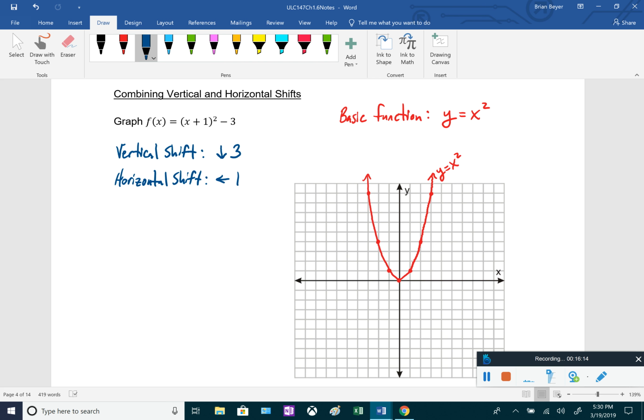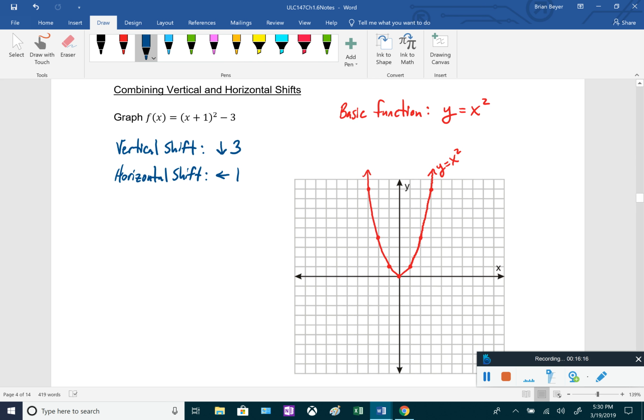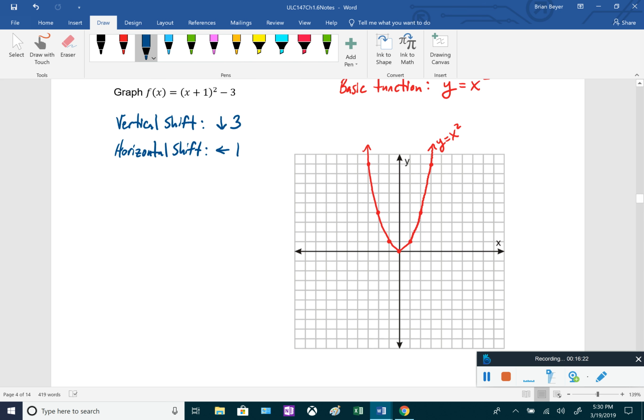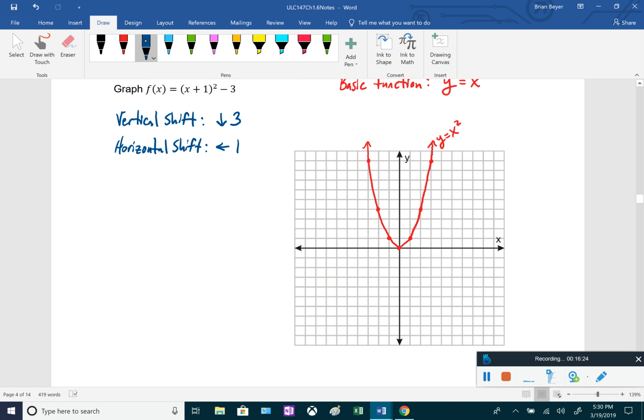It's going to be a vertical shift down 3 units, so we're going to move every point down 3, and a horizontal shift to the left 1 unit. So we're going to move everything down 3 and to the left 1. All of those points down 3 to the left 1. And we should end up with this. So the blue one will be our function f of x. Everything went down 3 to the left 1.